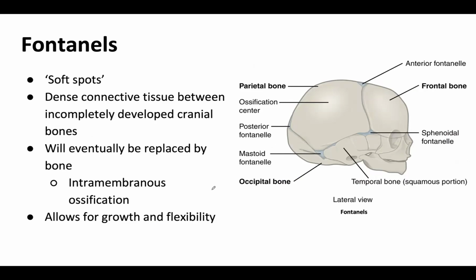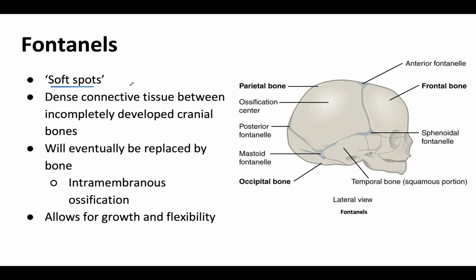Now, before there are sutures that you see in adulthood or later childhood, we have what are called fontanelles. And fontanelles translates to little fountains, but colloquially, we more commonly hear these referred to as soft spots. So at birth, we have these dense connective tissue regions between the incompletely developed cranial bones. And this will allow for the surrounding bones and the brain that's deep within to grow.